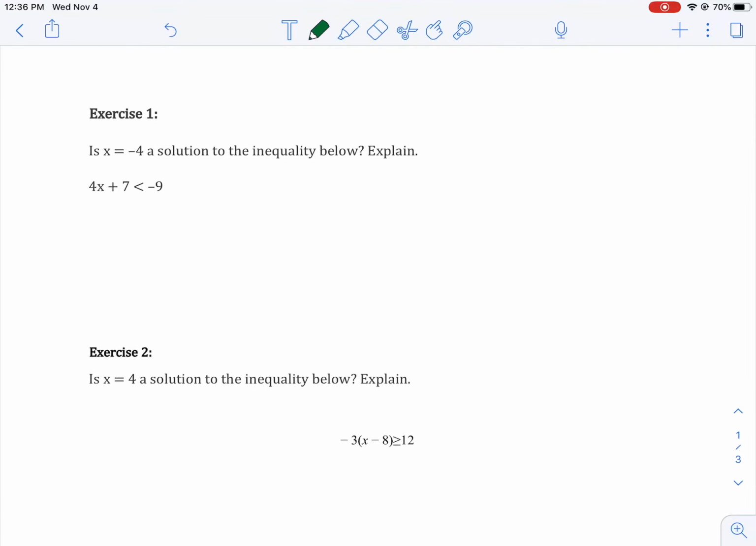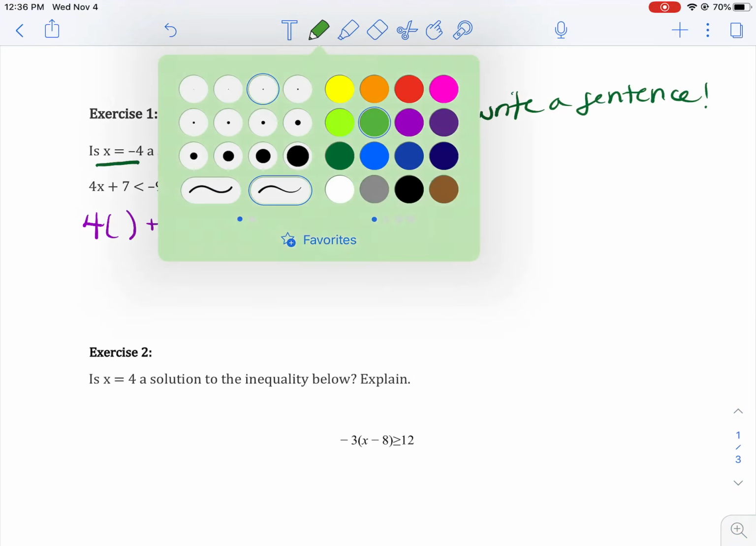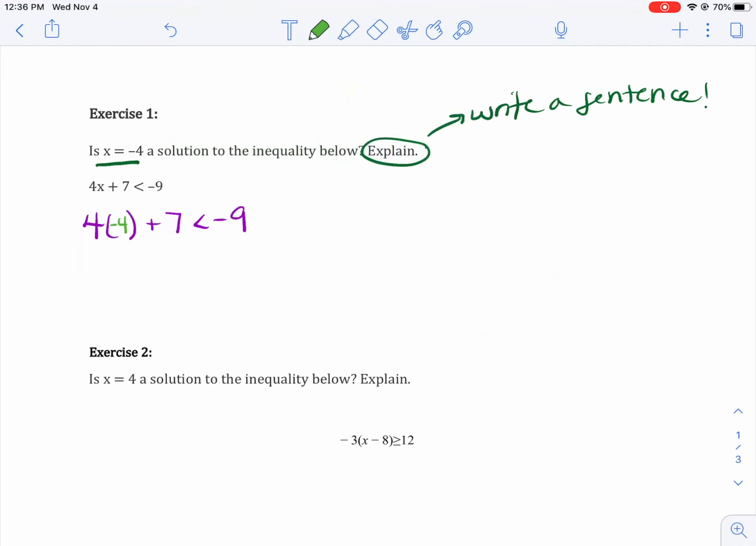Again, I'd have a piece of paper. Is x equals -4 a solution to the inequality below? Explain. Remember, explain means we want to write a sentence. If we look at this, we're going to look at our form 4x, and I'm going to leave a space, plus 7 is less than -9. Instead of putting in x, I'm going to put in -4. When I evaluate this side, I have -16 plus 7, which is -9. Is -9 less than -9?